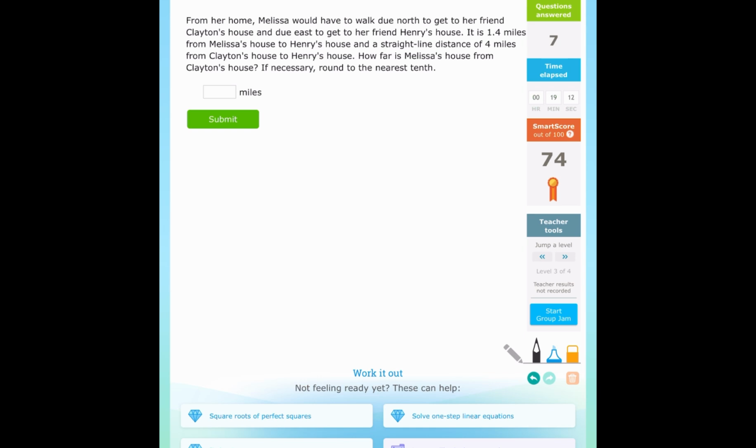So from her house, Melissa would have to walk due north to her friend Clayton's house. So I'm going to mark the directions here. So this is north, south, east, and west. So Melissa would have to walk due north. That means, let's say this is Melissa's house. She has to walk due north to get to Clayton's house. So that is Clayton's house.